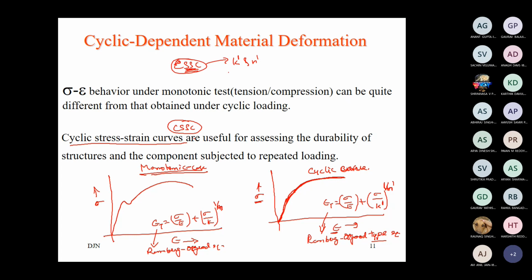Now these are useful in closely predicting the actual or practical behavior of a component subjected to cyclic loading. Whereas the monotonic load case is also used by people in the absence of cyclic data. So if there is no cyclic data, we will retain the monotonic properties K and N. In the absence, we will assume that. But if it is available, then it is recommended to go with the cyclic properties.